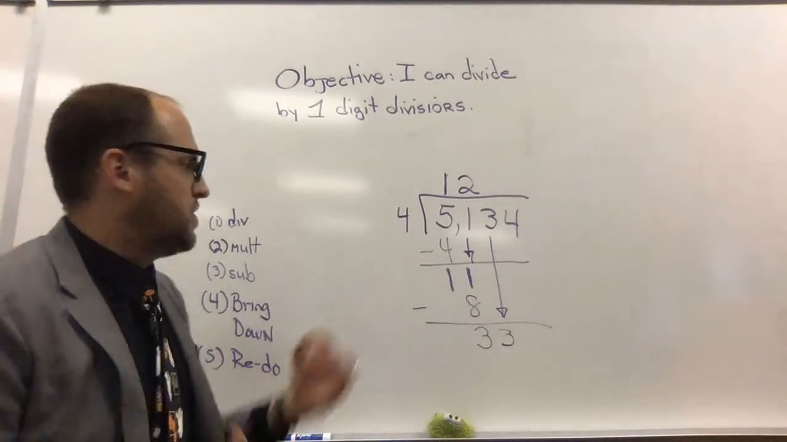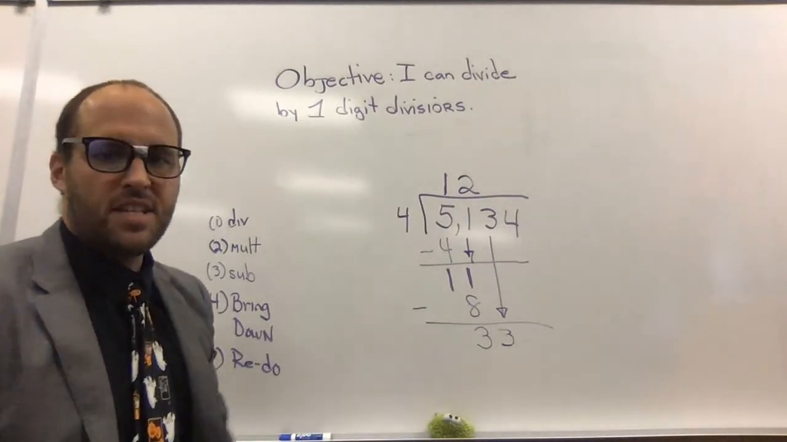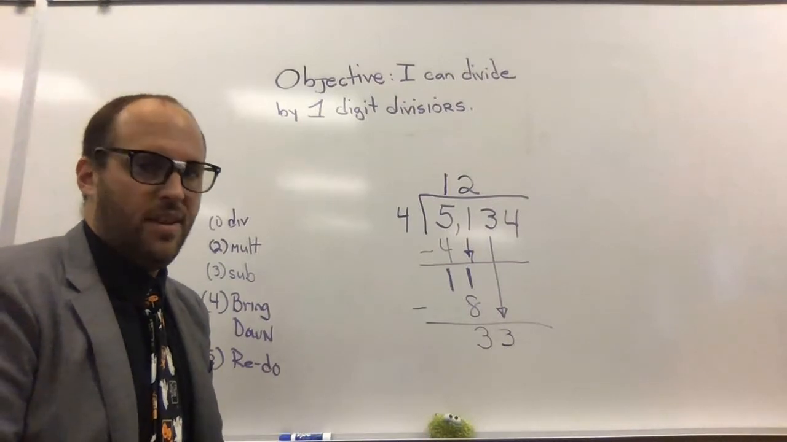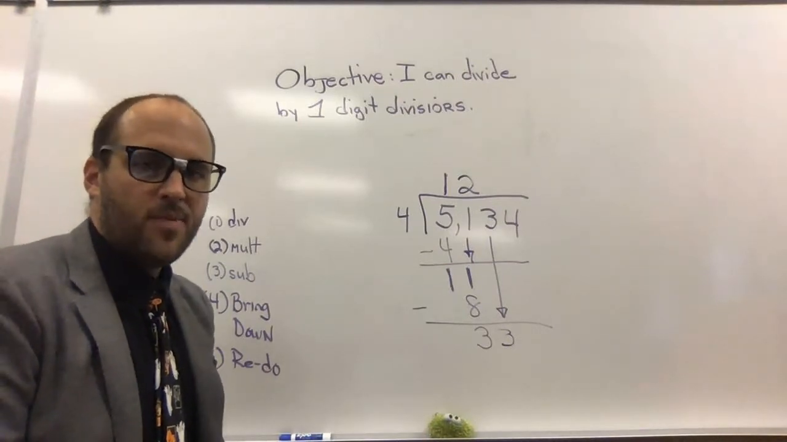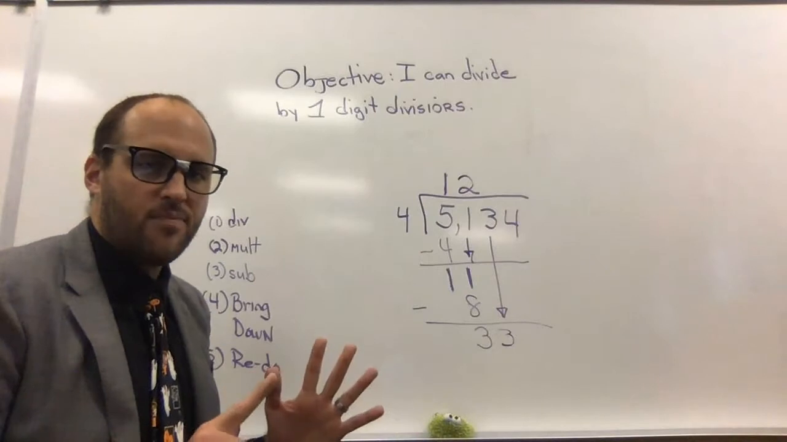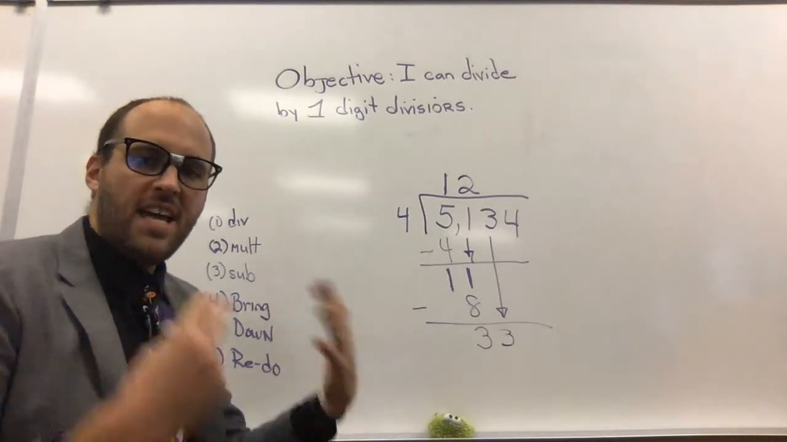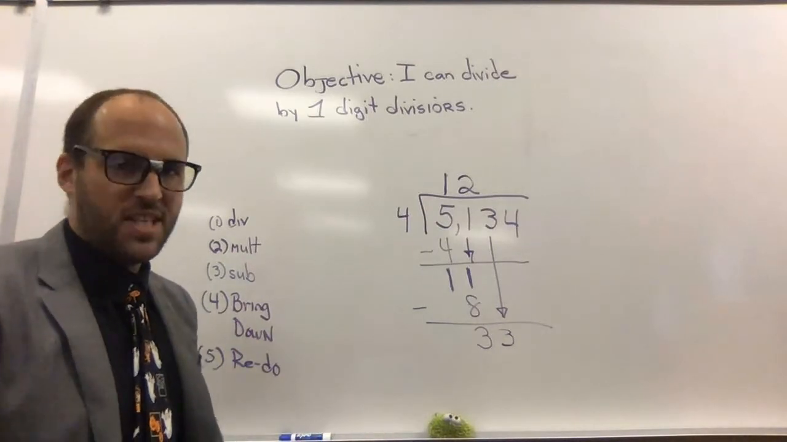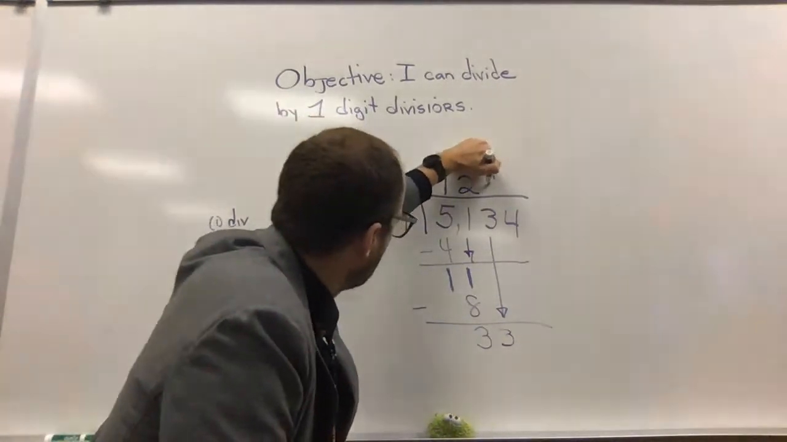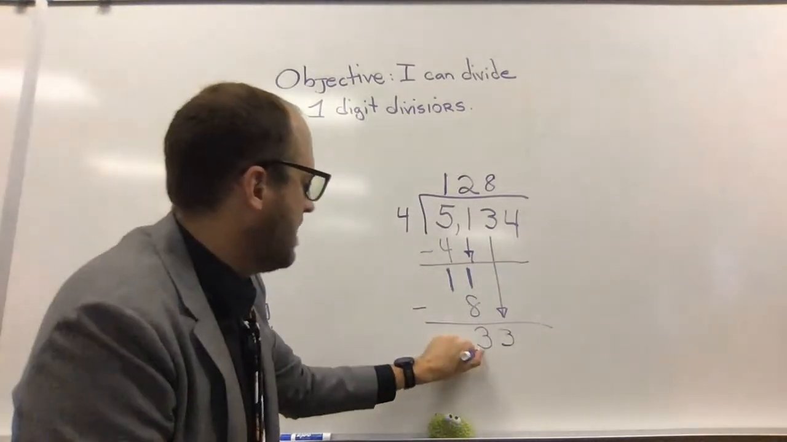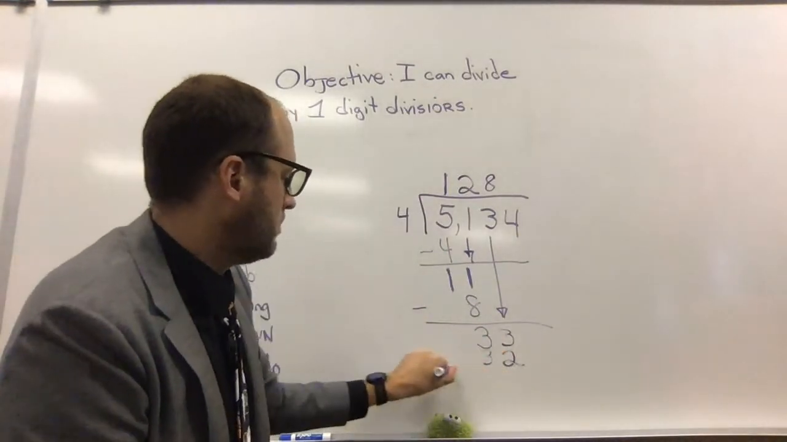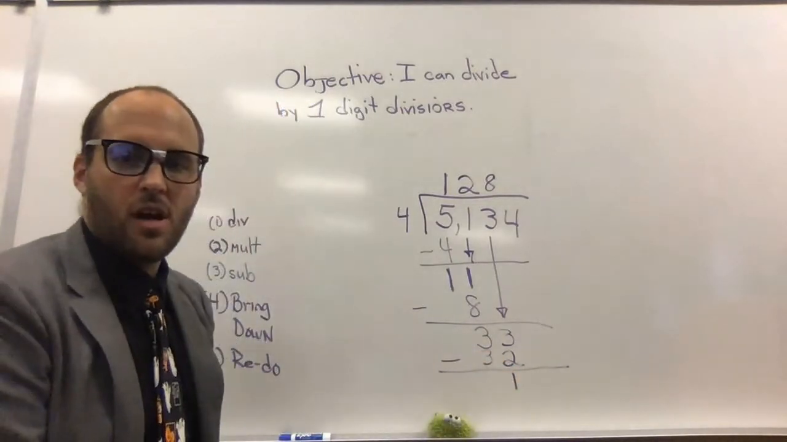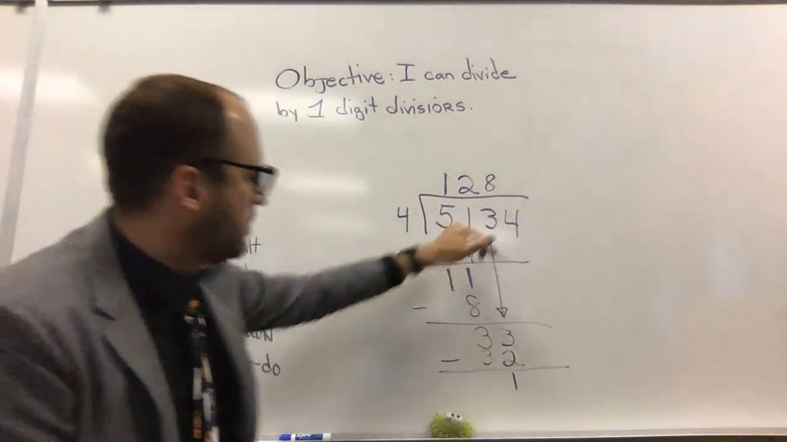So my suggestion with this is don't skip counting at 4 and work all the way up. Think of a number at the end, like maybe 4 times 7. 4 times 7 is 28. 4 times 8 is 32. 4 times 9 is 36. So 36 is too big, so I want 8 groups, because 4 times 8 is 32. That gives me, when I subtract, a remainder of 1 left over, still smaller than 4.